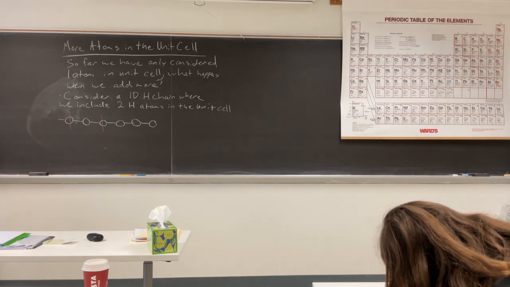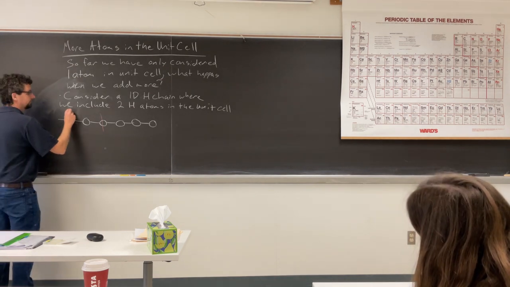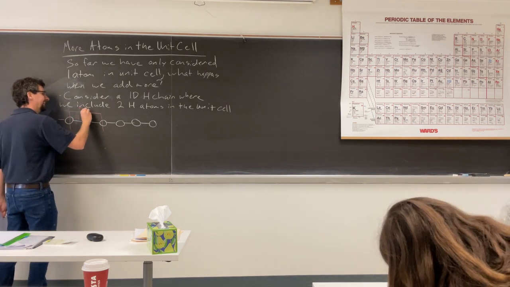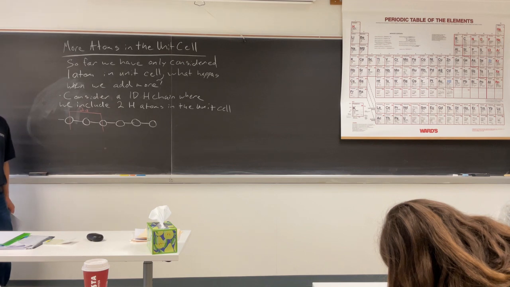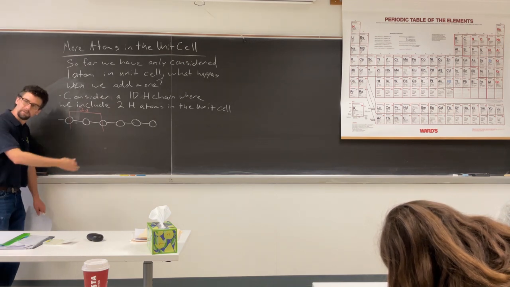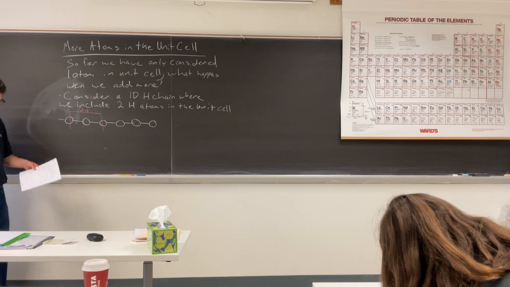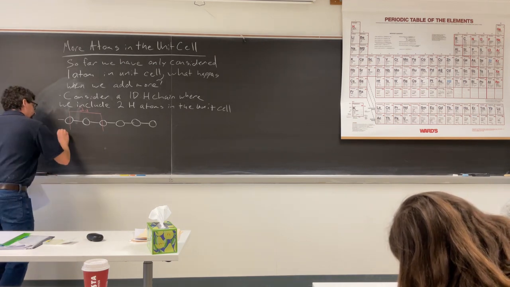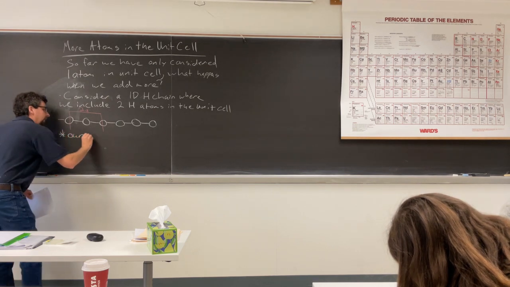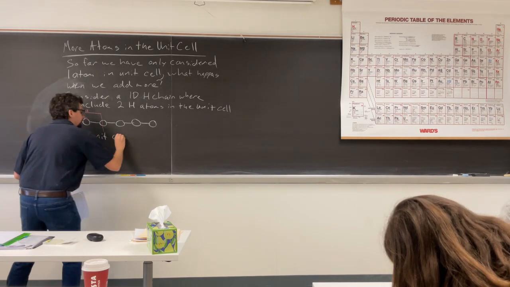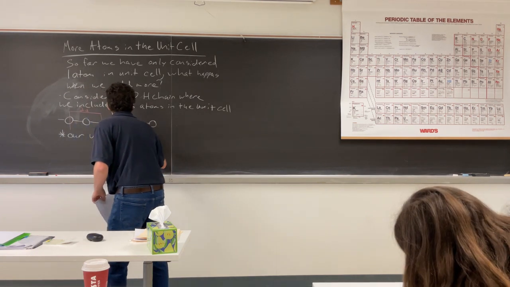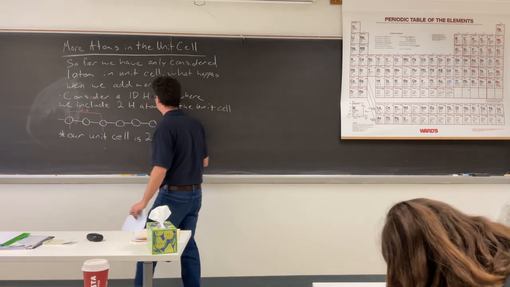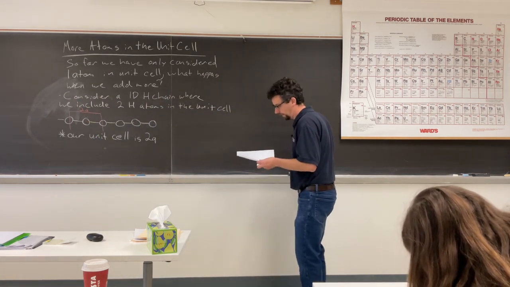Here's my unit cell. What's this length? It's 2a. We could call it a, but we're going to call it 2a because it's double the length of what we've used in the past, right? Okay. So now an important point. Our unit cell is a length of 2a.